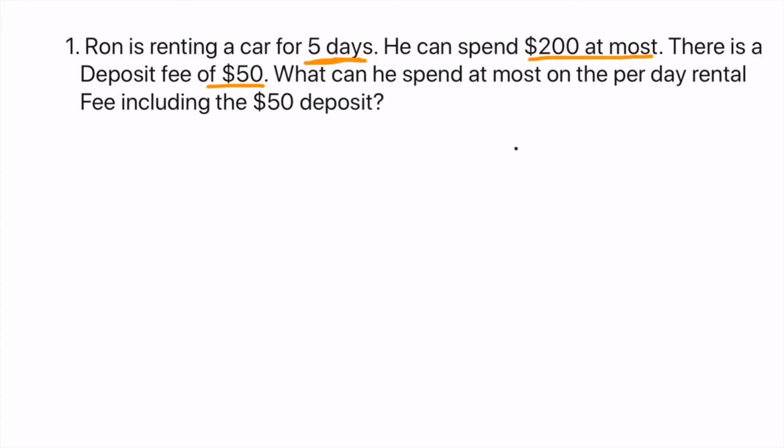So this is what we're trying to find, what he can spend at most on the per day rental fee. So let's go back to what we know. We know that he has to put down an initial deposit of $50. So no matter what, he has to pay $50. But in addition to that, he has to pay some amount of money per day. Well, we know that he's going to be renting it for 5 days, but we don't know how much he's paying per day. So that's going to be our variable.